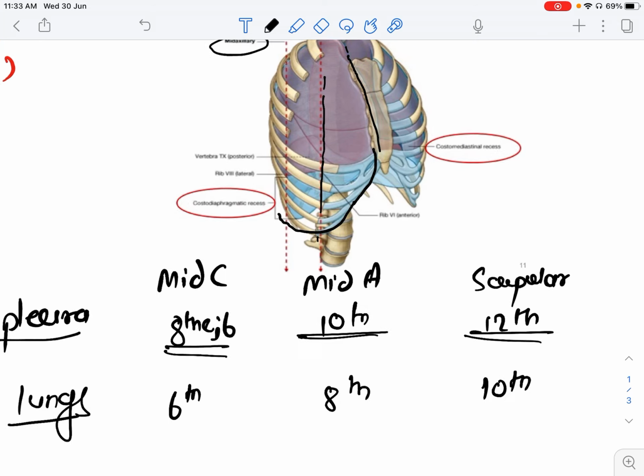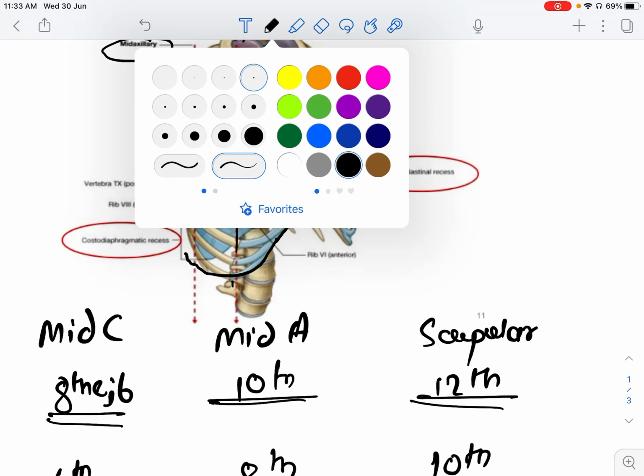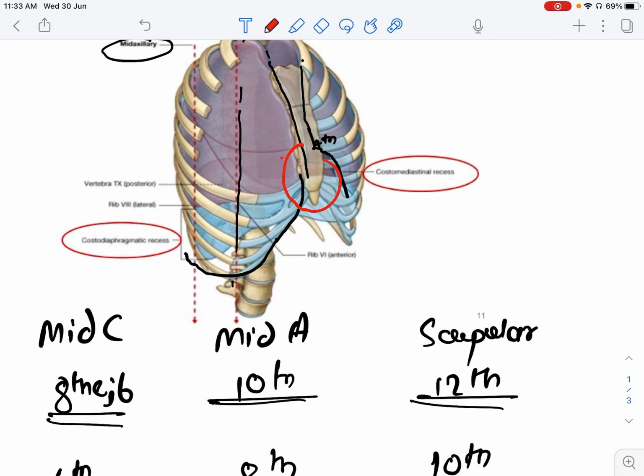A little different thing happens on the left side. On the left side, the pleura runs down along the lung on the medial side, and then at the level of the fourth costal cartilage it takes a sharp turn and leaves some part of the mediastinum uncovered by the lung as well as by the pleura. So your heart is placed inside this. If we percuss this area, it is known as the area of cardiac dullness.